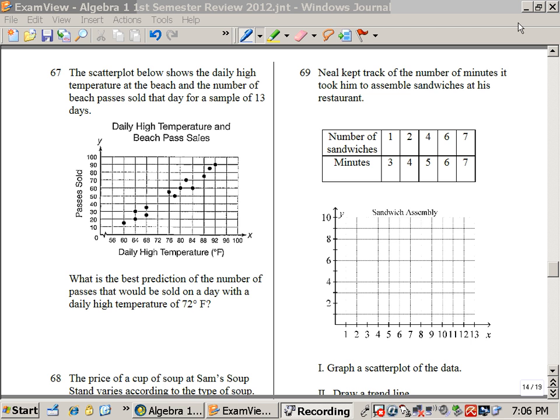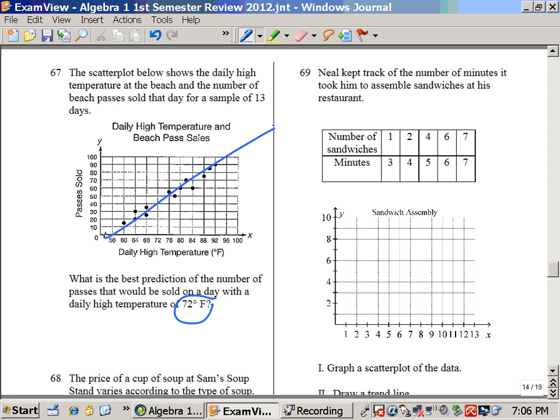Okay, number 67, I'm given a scatter plot and I have to find the best prediction for the daily high temperature of 72. So I'm going to go to 72. Now a line of best fit will probably be around there, approximately. And if we go to 72, it appears that the number of passes sold would be 40.